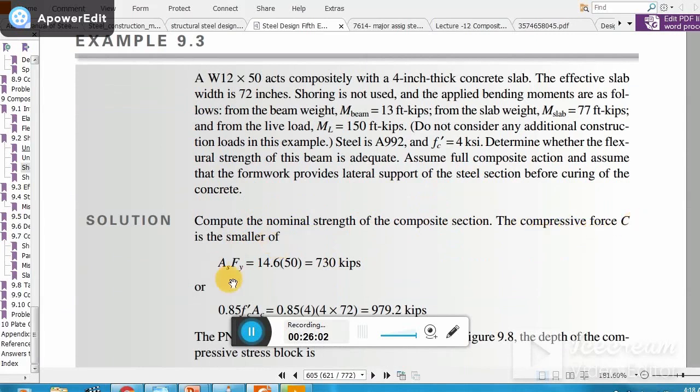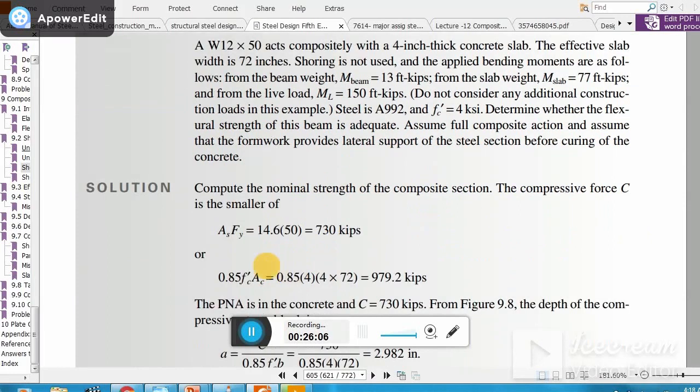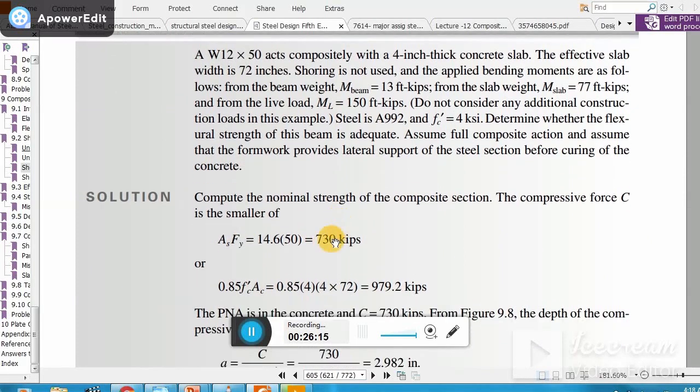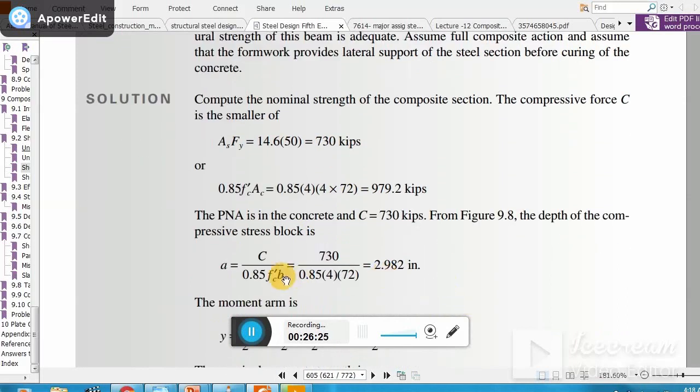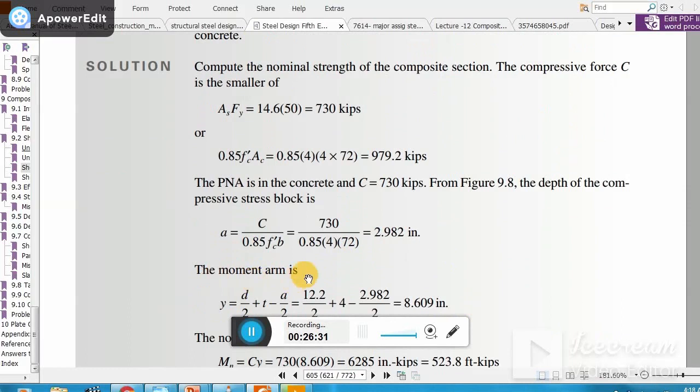The compressive force C is the smaller of A_s F_y and the concrete term. The same thing which I did already. You have to find C, and you have to find your tension. Now you have to choose this one because this one is smaller, so your C value is 730. Now this decides that your PNA will lie within the concrete because this one is smaller. Now you have to find a, that is C divided by that term, 2.92 inches.